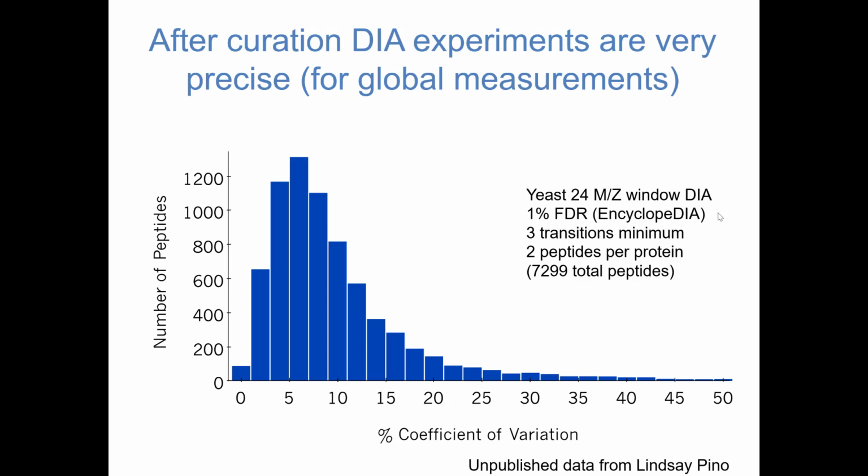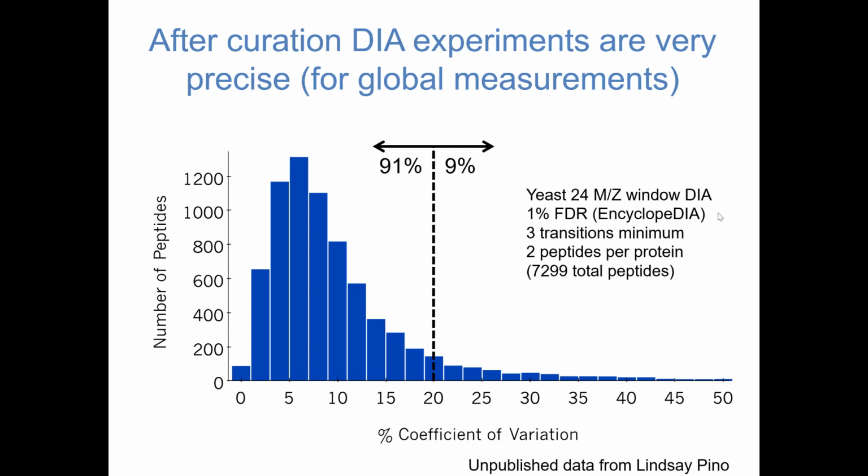Here we only have this additional 3 transitions as a minimum for doing quant. We actually find that our quantitative levels are pretty good. The majority of peptides here are below 10% CVs, and about 90% of the peptides have at least 20% CV or less on repeated injections.